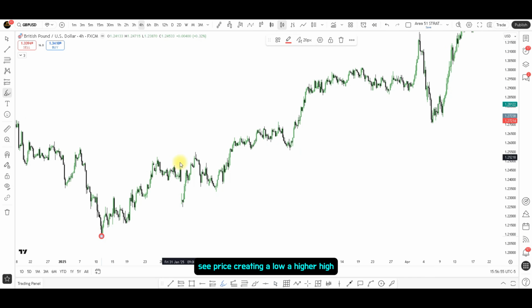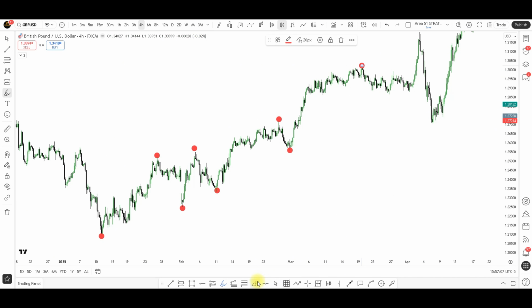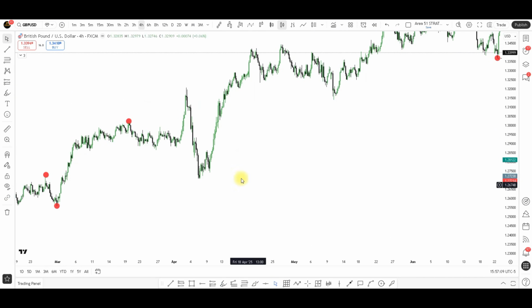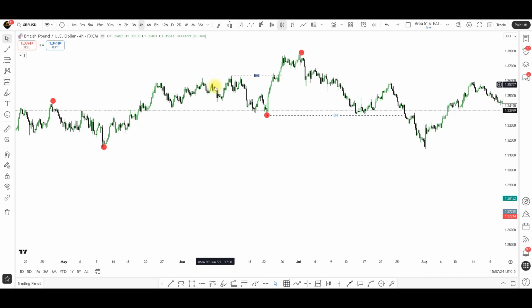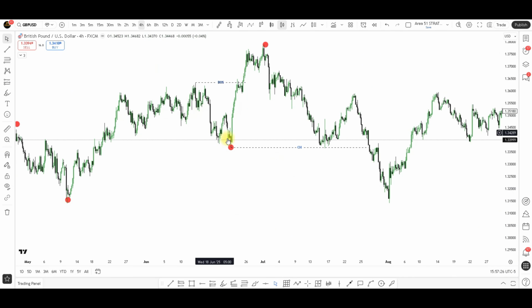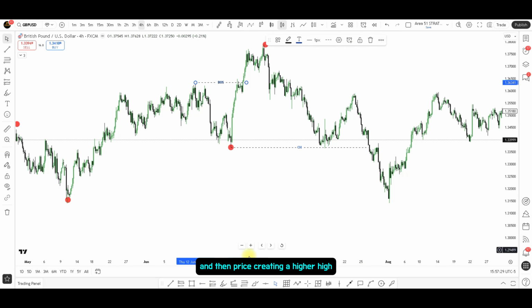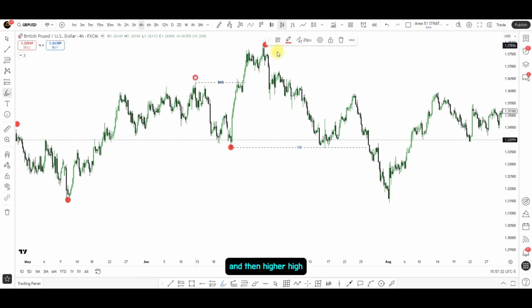See price creating a low, a higher high, higher low, higher high, higher low, higher high, higher low, higher high, and then higher low, higher high, higher low, higher high, higher low, and then price creating a higher high, finally a higher low, and then a higher high. After that, we have what we call a change of character.